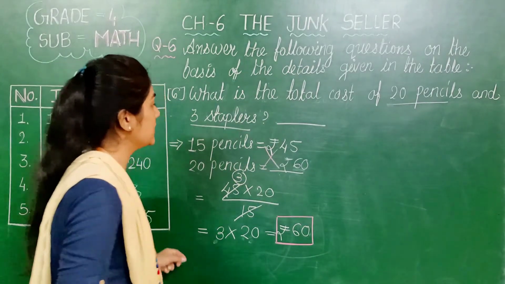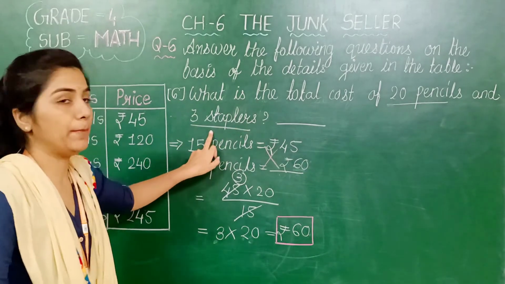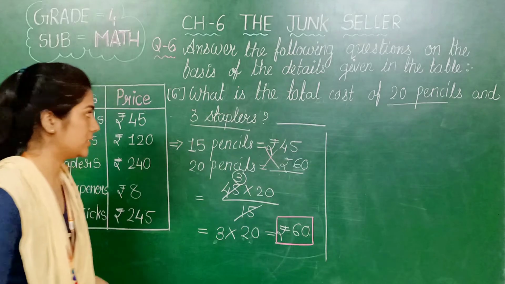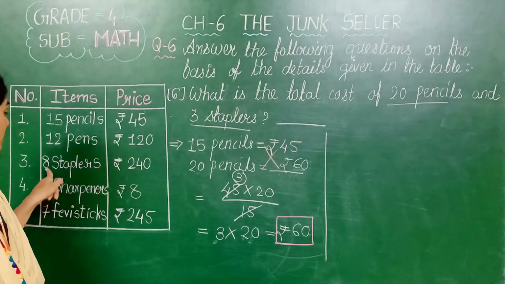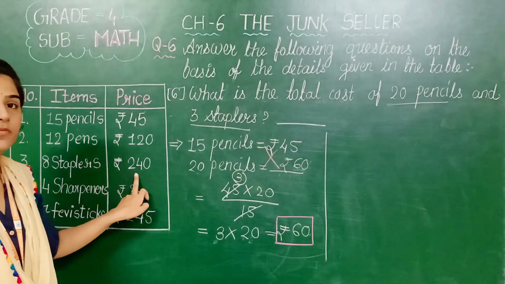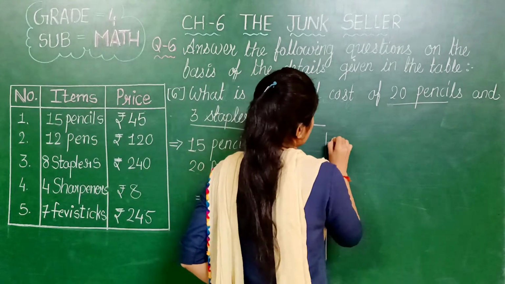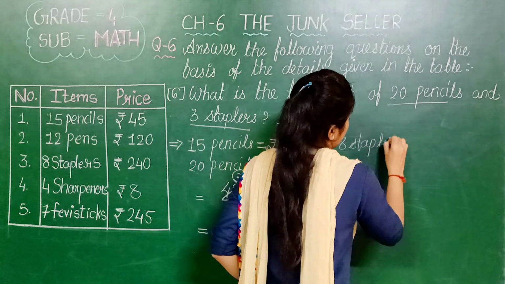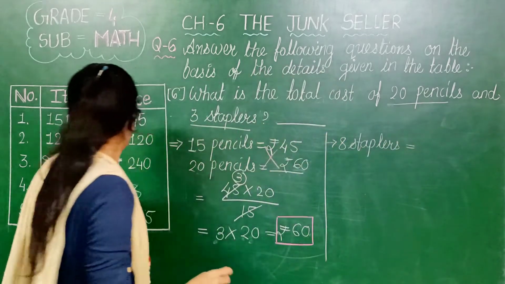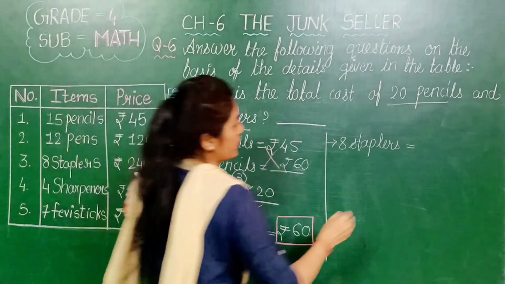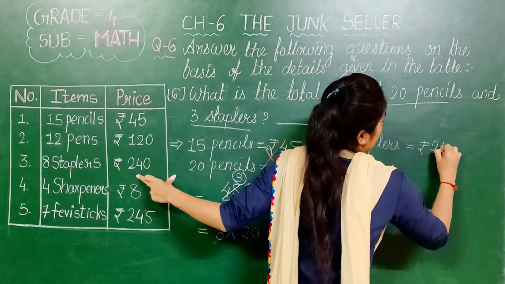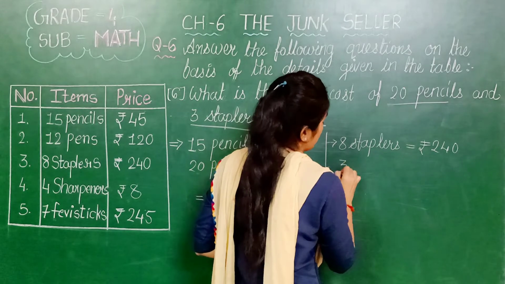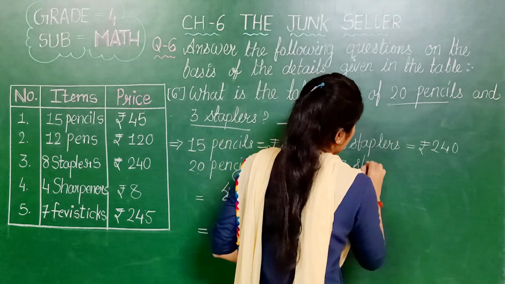Still we need to find the cost for the 3 staplers. So let's find it. We have to find this from the table, because we are having the cost of 8 staplers, which is 240 rupees. So the cost of 8 staplers we are having is rupees 240, and we have to find the cost for the 3 staplers.